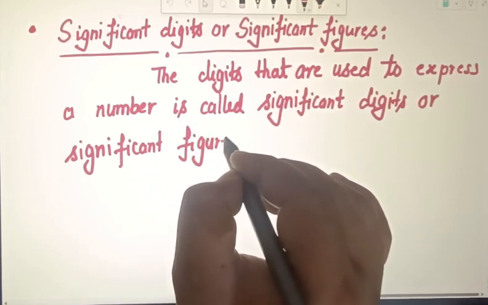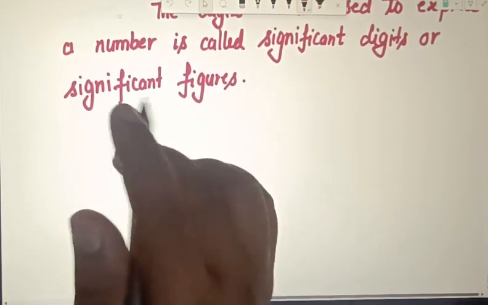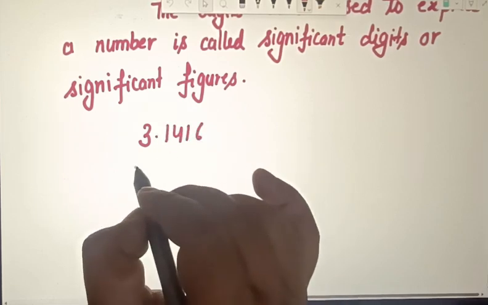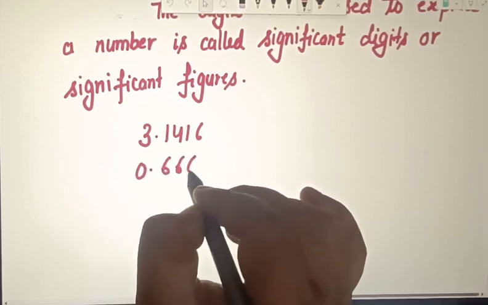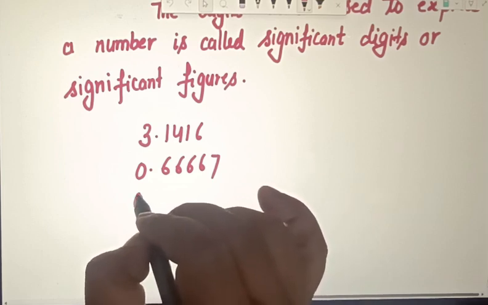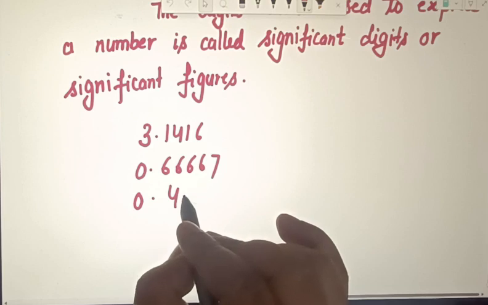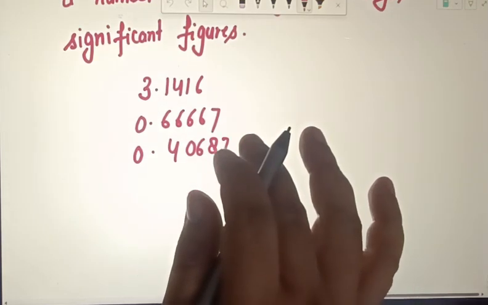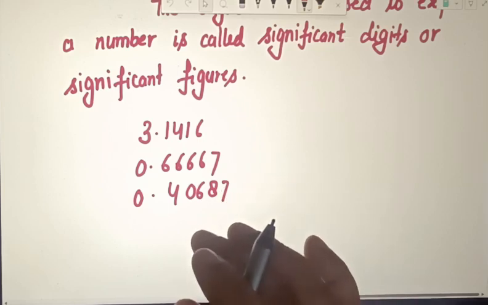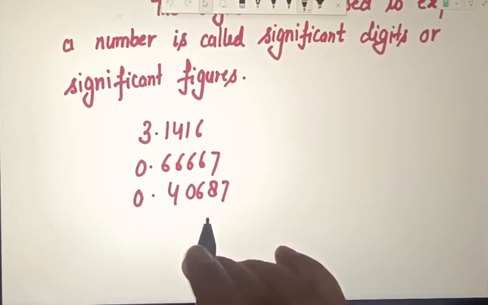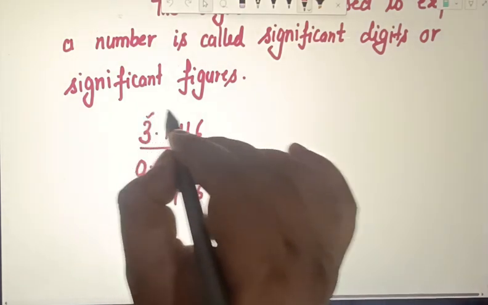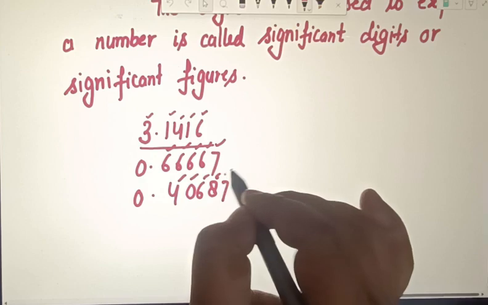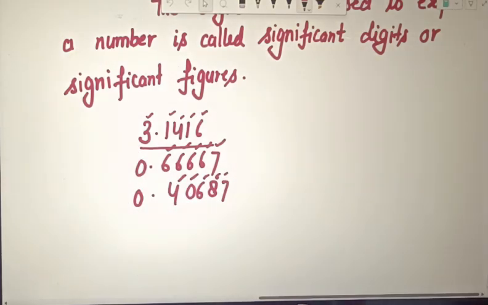For example, the numbers 3.1416, and 0.66667, and 0.40687, and you can take another number if you require. These numbers contain 5 significant digits to represent them: 1 2 3 4 5, 1 2 3 4 5, 1 2 3 4 5. So these numbers contain 5 significant digits to express the number.